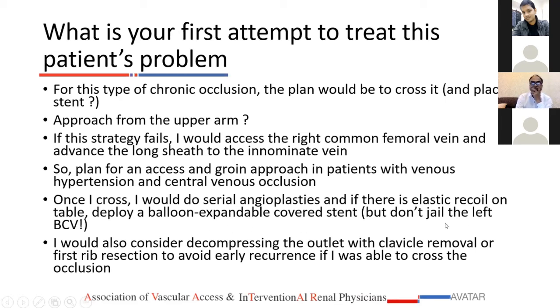But as I said earlier, don't jail the left brachiocephalic vein when you're tackling the right brachiocephalic vein. And also consider decompressing the outlet with clavicle removal or first rib dissection in certain given situations. So you have three options. You do an angioplasty. I mean, not that you do everything in all the patients. You also consider decompressing it surgically, and you also consider reducing the flow of the fistula, either again surgically or with balloon assisted banding, etc.